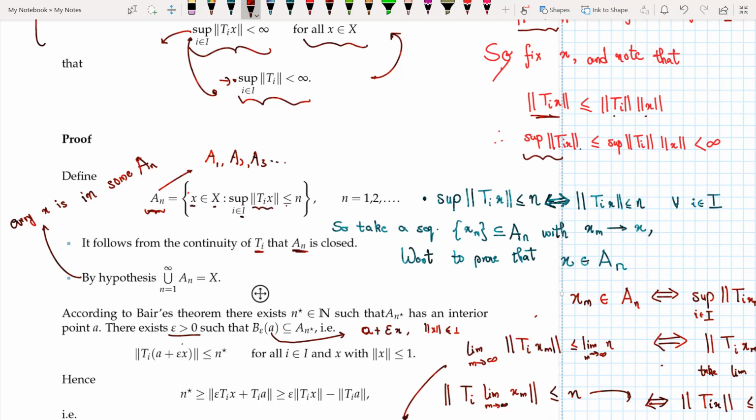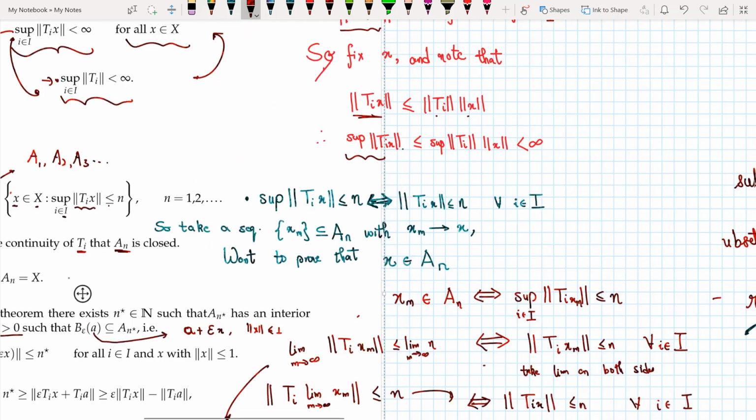What does it mean? What it means is that supremum over i of norm of T_i x is less than or equal to n if and only if this statement holds, that norm of T_i x is less than or equal to n for all i belonging to capital I. And one thing of importance here is that this supremum is over the family of i. So the supremum of norm of T_i x is less than or equal to n if and only if norm of T_i x is less than or equal to n for every i belonging to capital I.